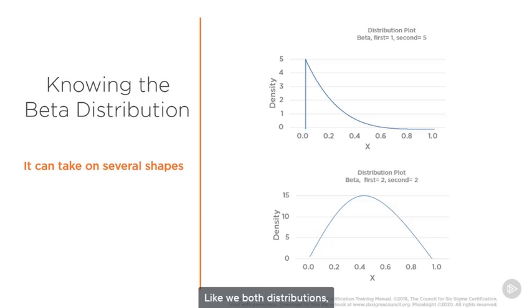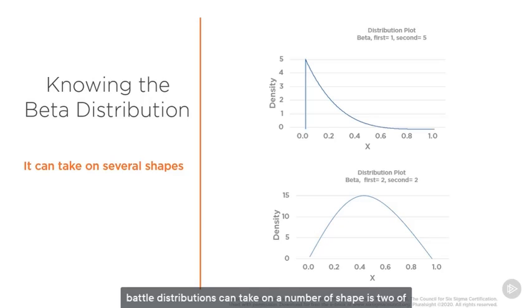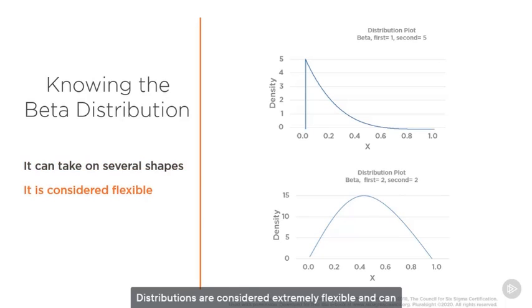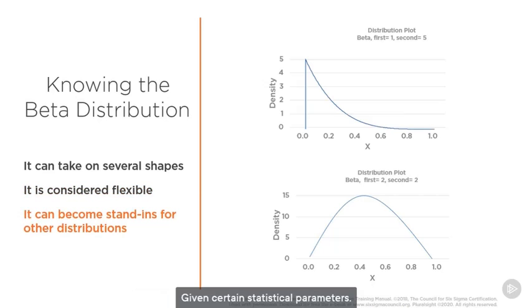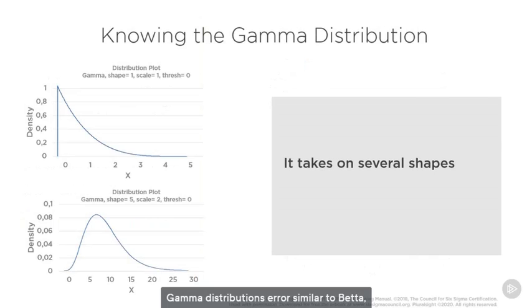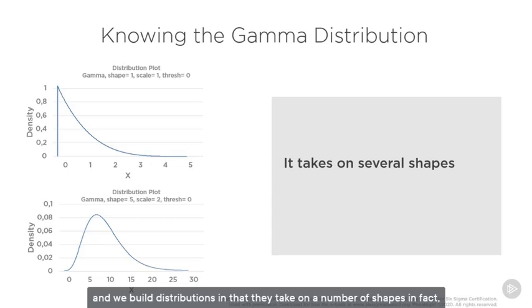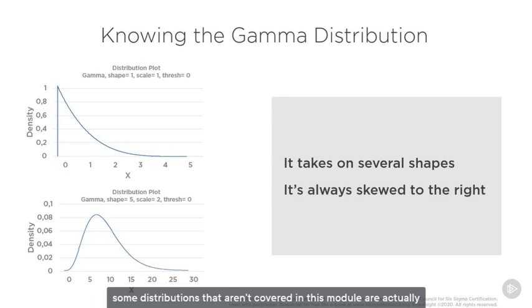Like Weibull distributions, beta distributions can take on a number of shapes, 2 of which are pictured on your screen. Beta distributions are considered extremely flexible and can become stand-ins for other distributions given certain statistical parameters. Gamma distributions are similar to beta and Weibull distributions, in that they take on a number of shapes. In fact, some distributions that aren't covered in this module are actually just more specific forms of the gamma distribution. Gamma distributions are, however, always skewed to the right.